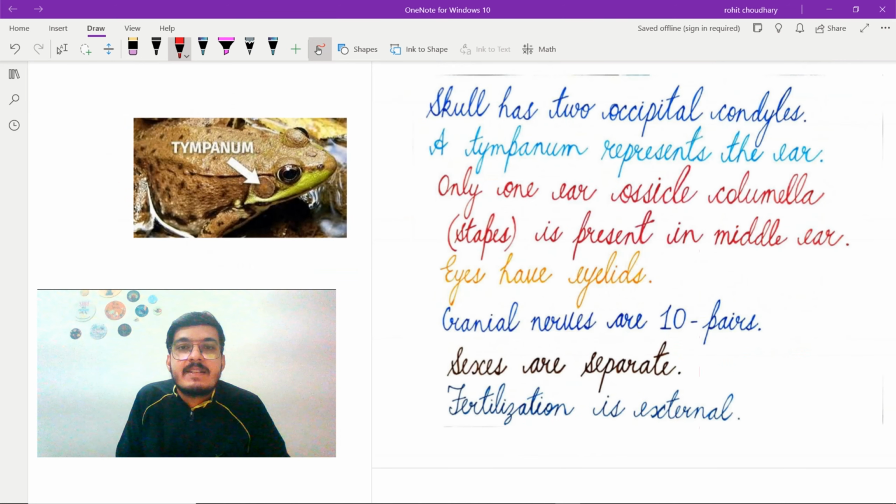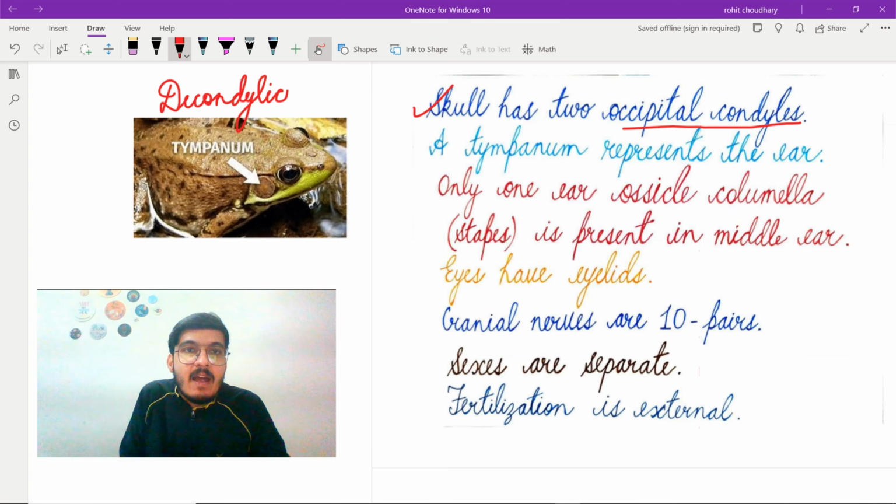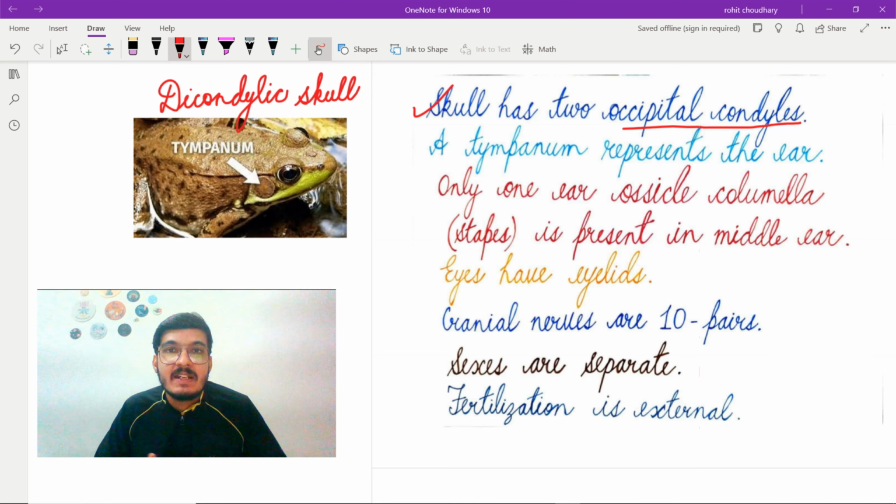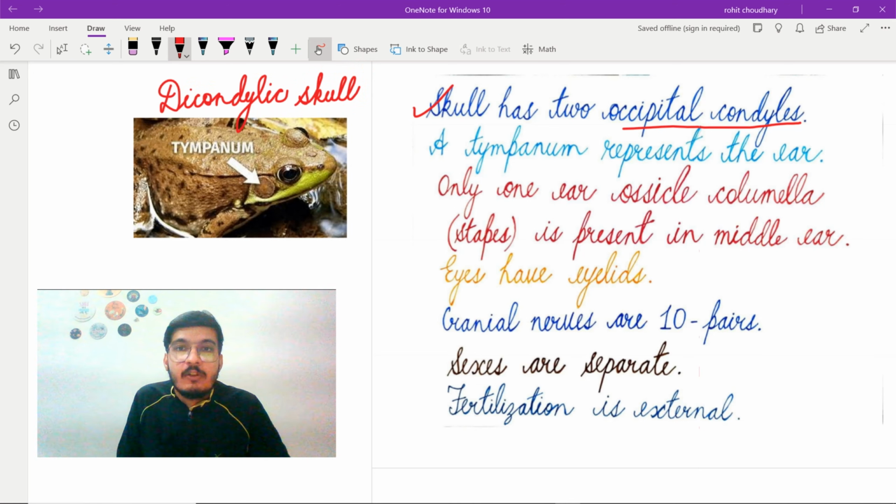The next characteristic feature is skull has two occipital condyles. If the skull has two occipital condyles, we use the term dicondylic skull. A dicondylic skull is a skull that is attached to the body with the help of two articulatory condyles. The two articulatory condyles connect to the atlas, that is the first vertebra of the vertebral column.